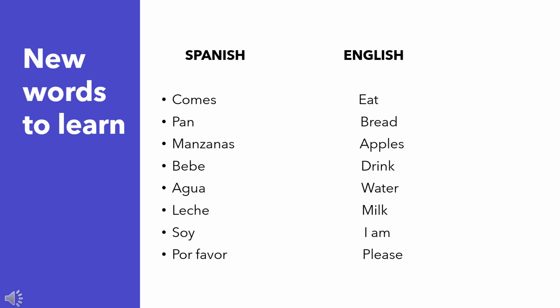First word, comes. Comes in Spanish means eat in English. Comes means eat. Next word, pan. Pan in Spanish means bread in English. Pan means bread. Manzanas. Manzanas in Spanish means apples in English. Manzanas mean apples.